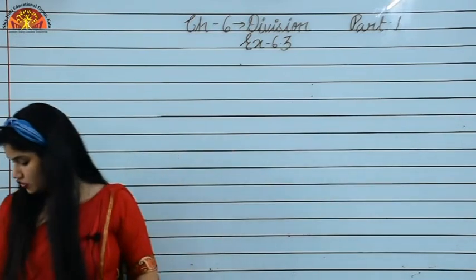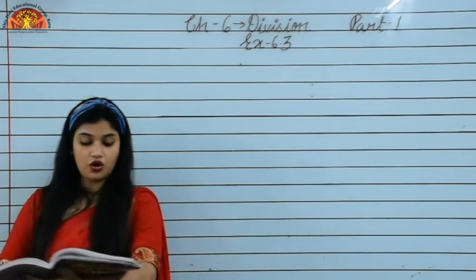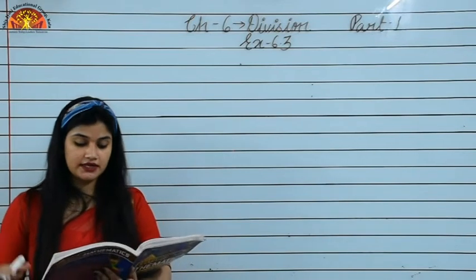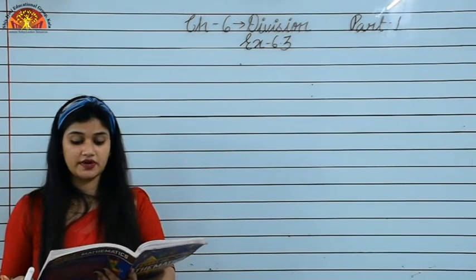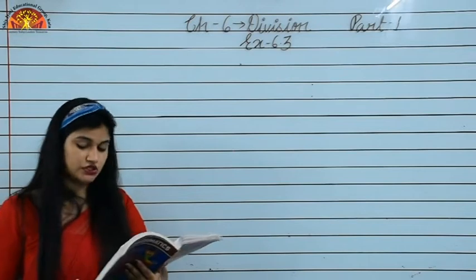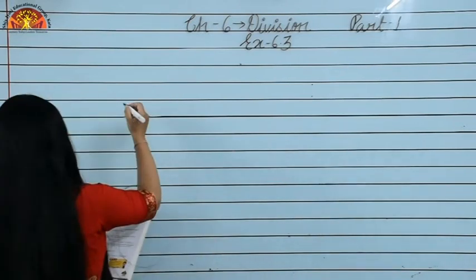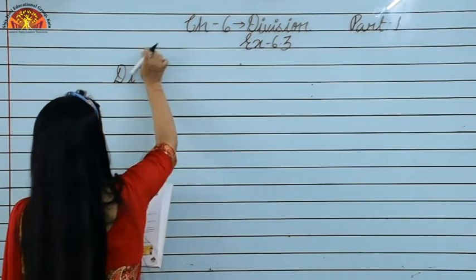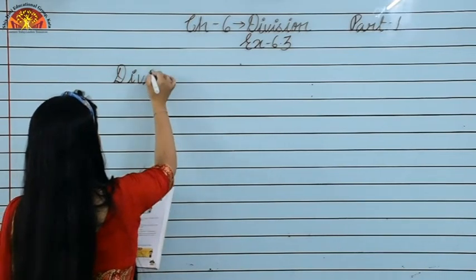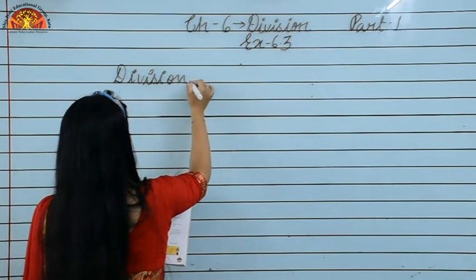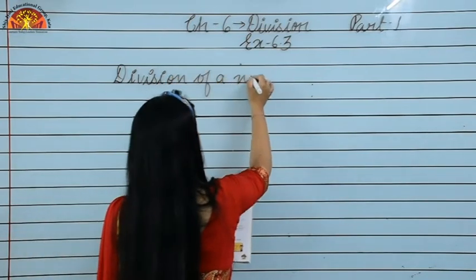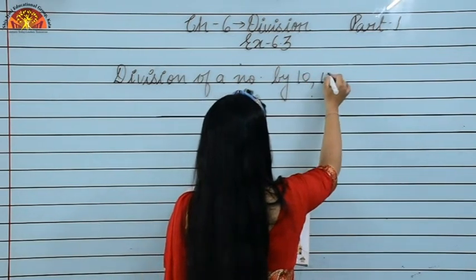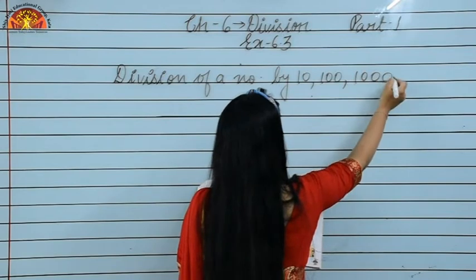Now we see the next topic, students, that is division of a number by 10, 100 and 1000, and the next is division when dividend and divisor end with 0, that is given on page number 78. The topic is division of a number by 10, 100 and 1000.